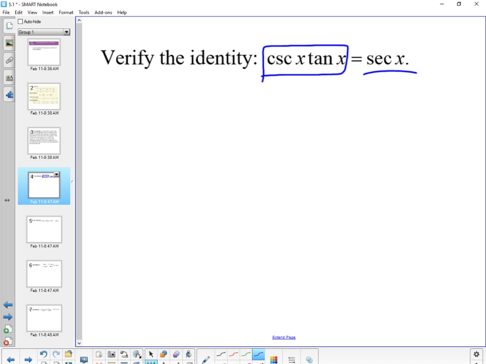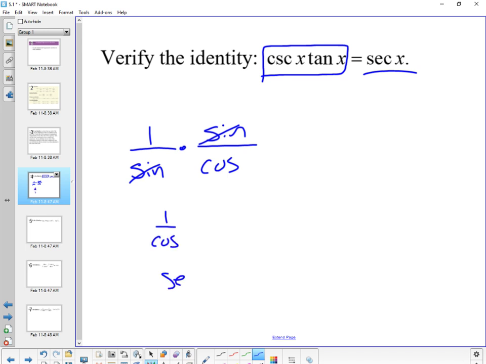So here's what I know. I know that cosecant is 1 over sine, correct? And I should put an x there, but I don't. It just feels like too much work, so at the end I can throw in an x if I want. I multiply that by tangent, and tangent is defined as sine over cosine. Look at that, the sines cancel, and I get 1 over cosine. And I know that 1 over cosine is simply secant.